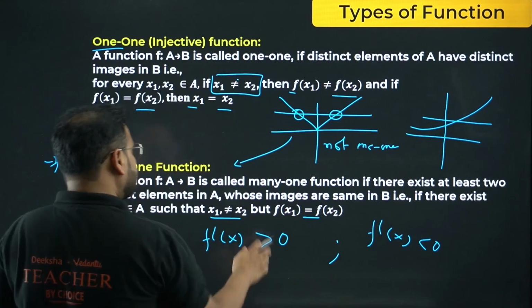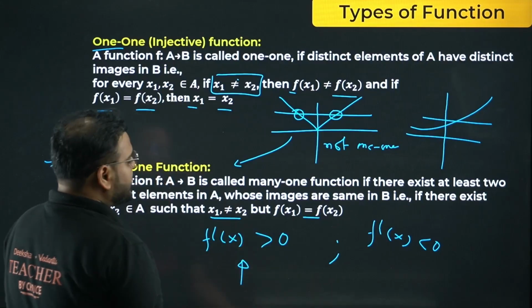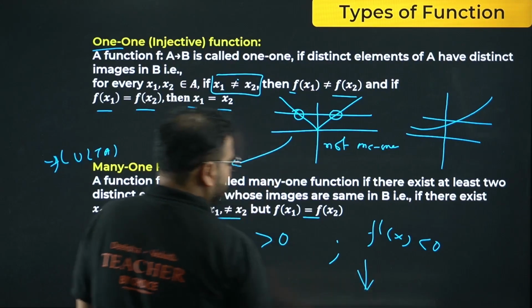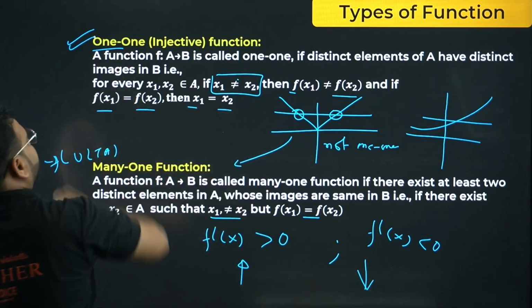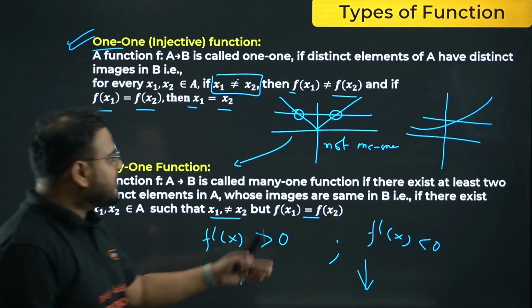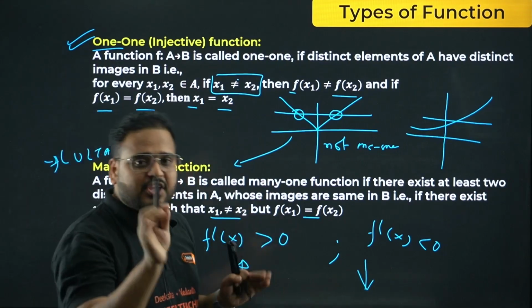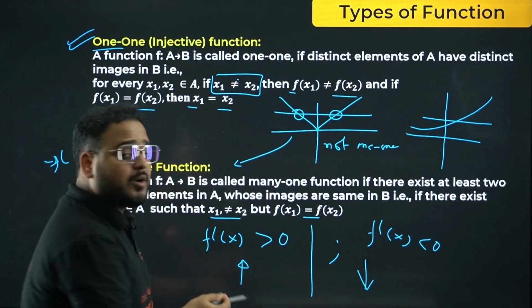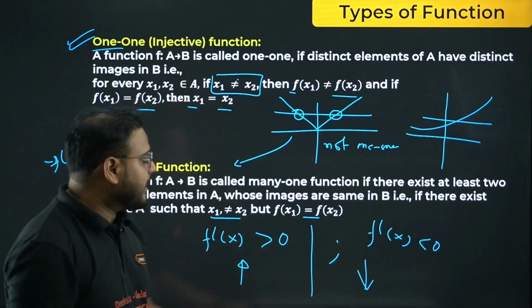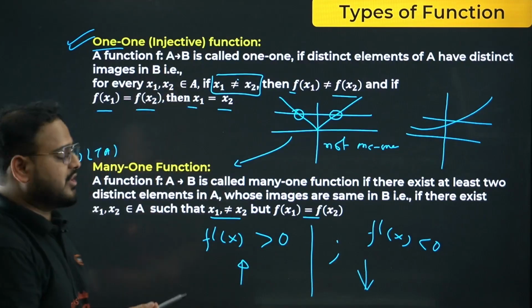Then you can say the function will be unique in nature, increasing or decreasing. We can say the function will be one-one. Decreasing or increasing, both? If you have only one nature, the function has only one nature, not both, either this or this, then we can say the function will be one-one in nature.